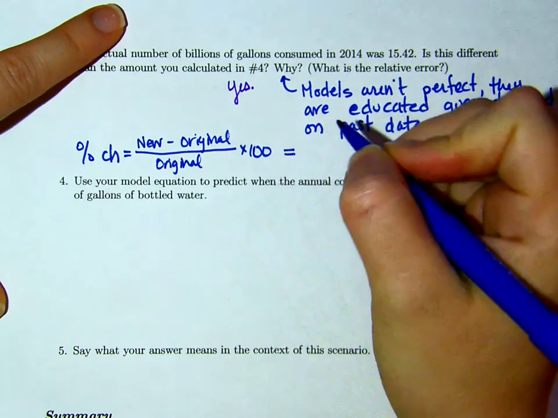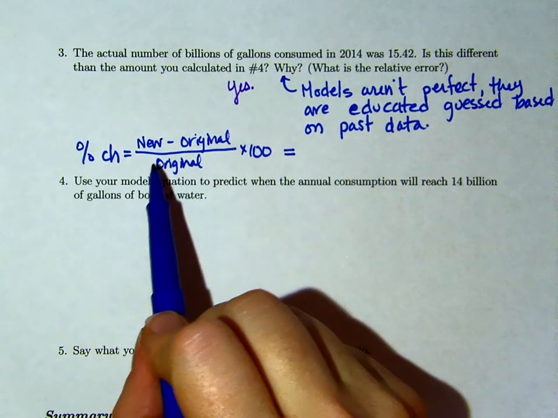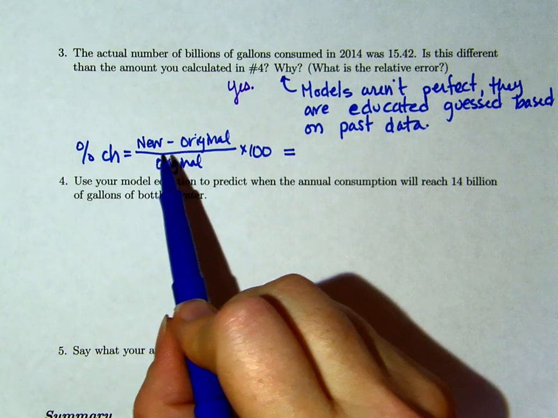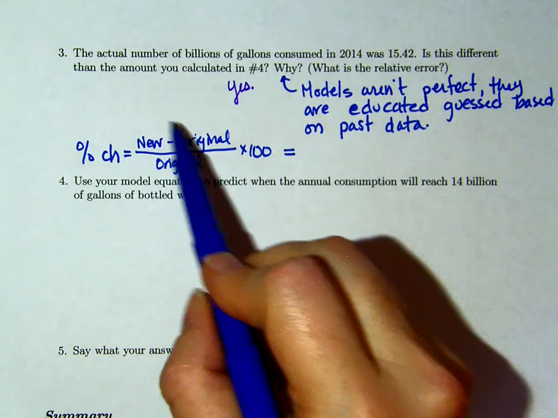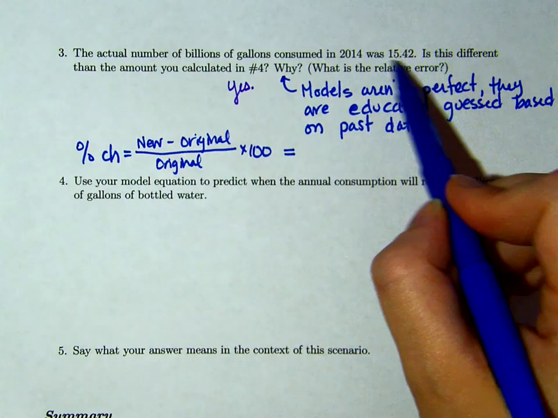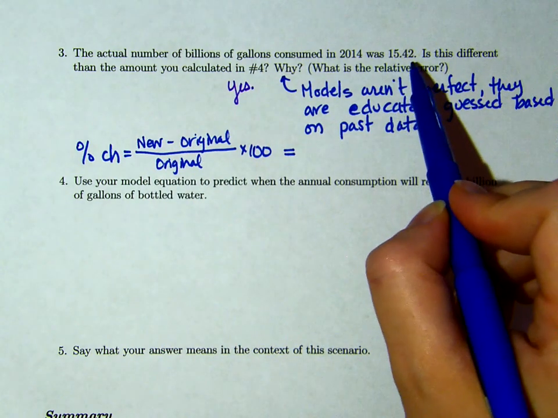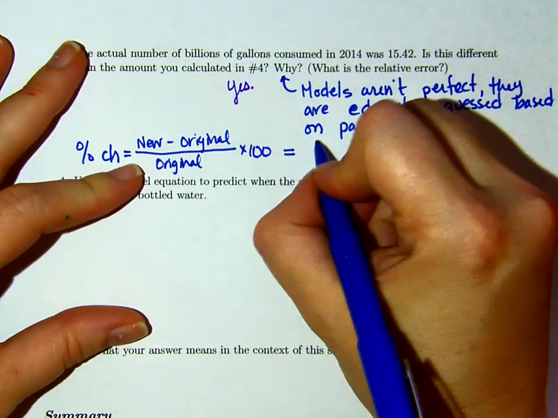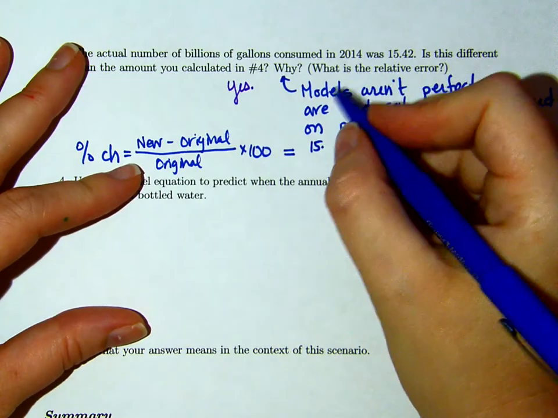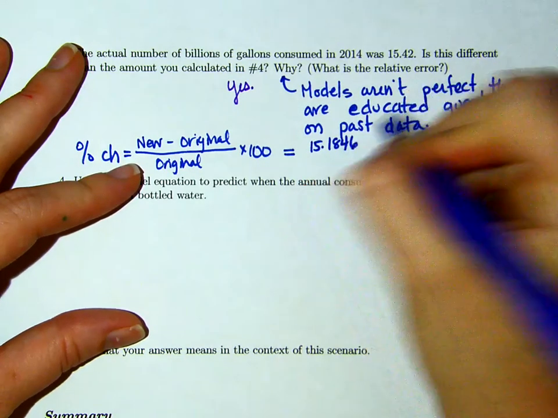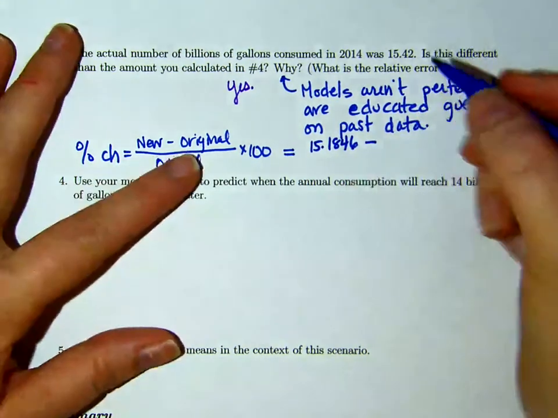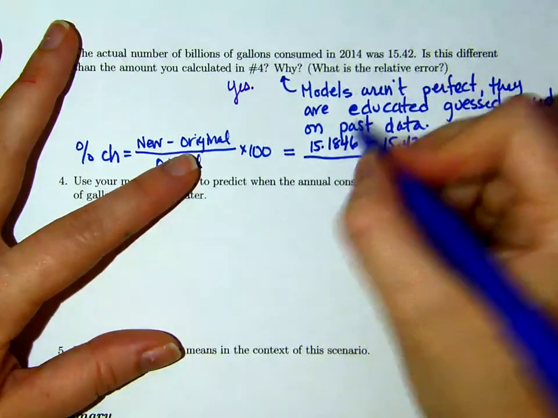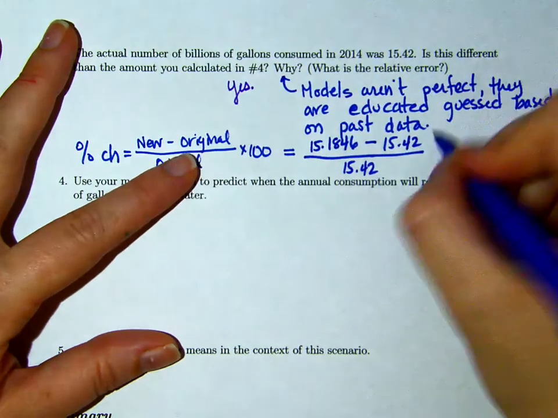Let's see. So we're going to use our model for the new amount, and the original is actually 15.42, and this is the model's prediction. So new, 15.1846, minus what it really is, 15.42 billions of gallons of water drank.